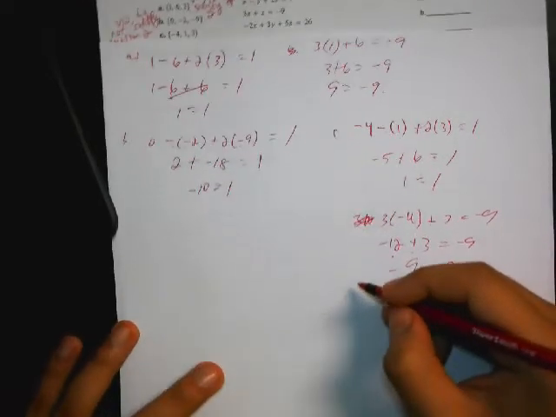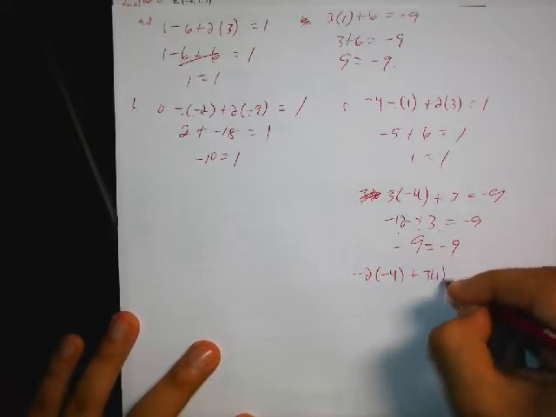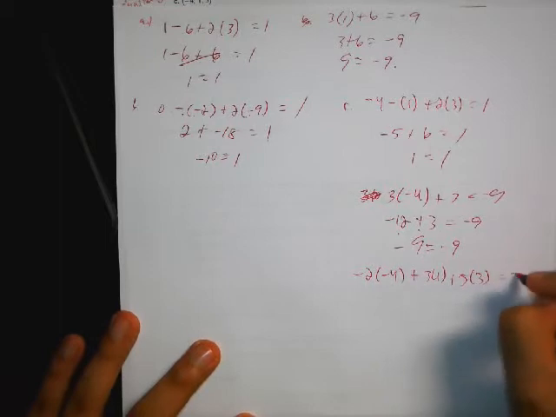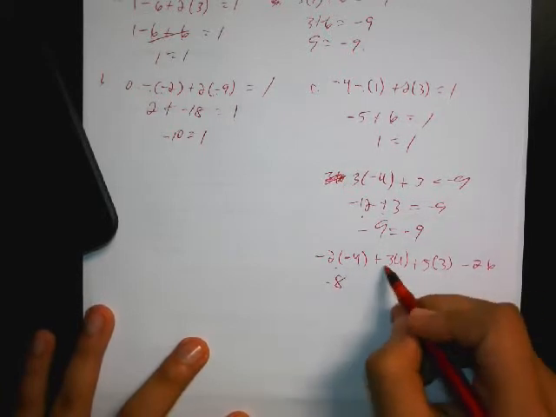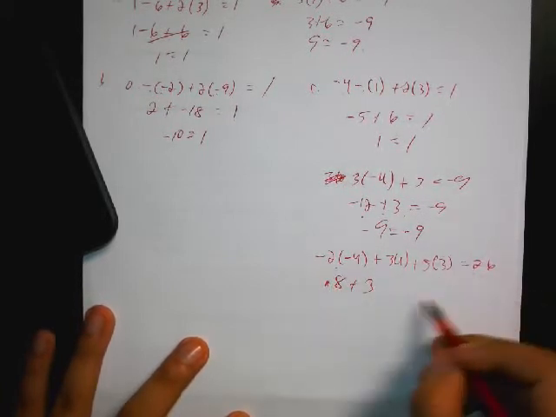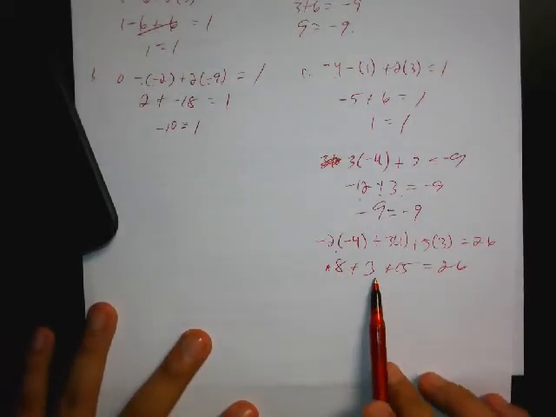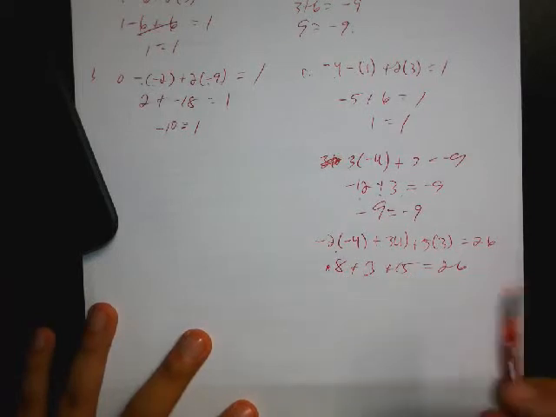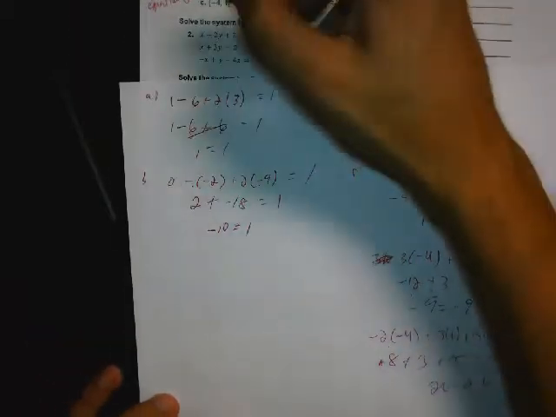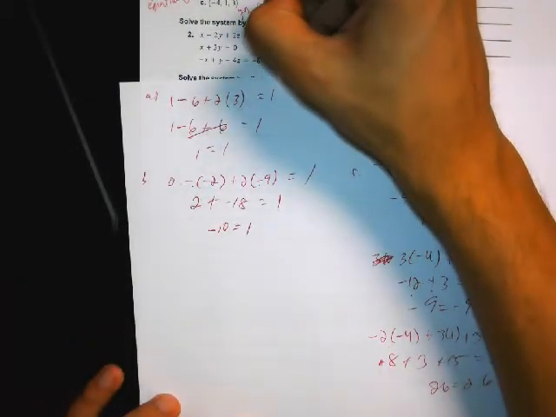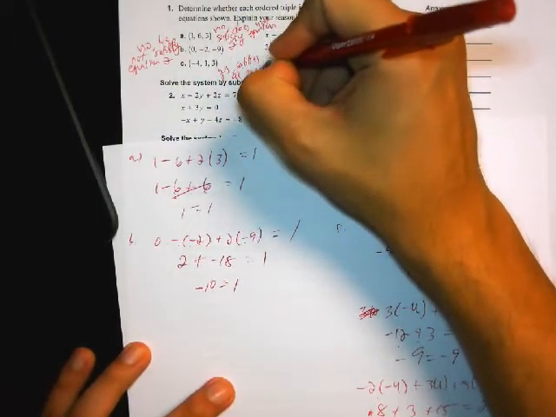And our last one, that's negative 2 times negative 4, which is positive 8, plus 3, plus 15, and that's supposed to equal 26. 8 plus 3 is 11, plus 15 is 26. So that checks off as well. So yes, it satisfies all equations.